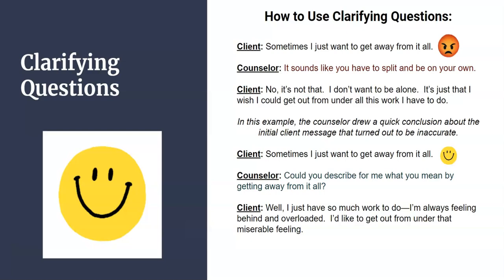So another way to approach that, if a client said, yeah, sometimes I just want to get away from it all, is asking a clarifying question, such as, can you describe for me what you mean by just getting away from it all? It lets the client then explain, like, yeah, I have so much work to do. I'm always feeling behind. I'm always feeling overloaded. And I'd really like to get out from under that miserable feeling. So that's a very different response than what the social worker initially thought the client was saying with their statement. And so then that completely leads to a different line of questioning and potential problem solving and goal setting. And it also allows the client to feel understood.